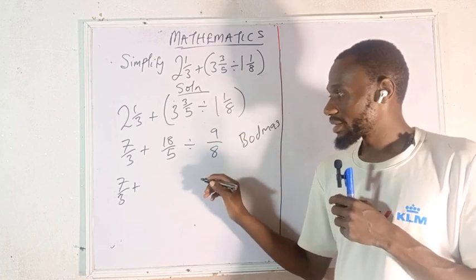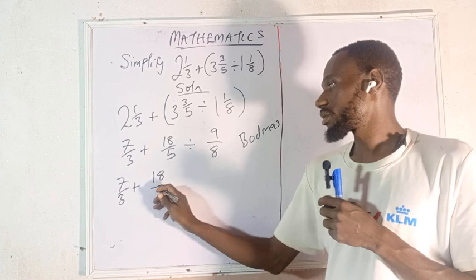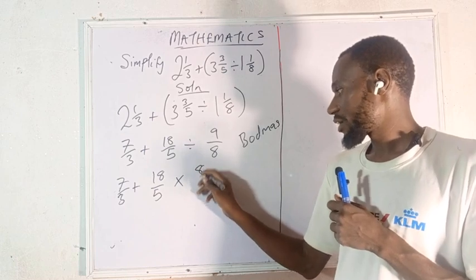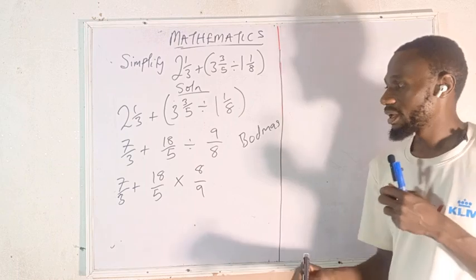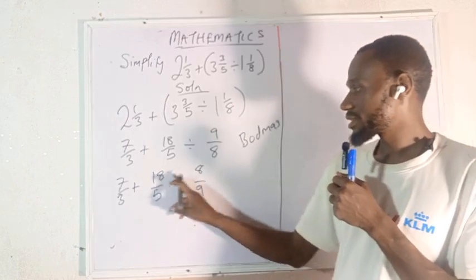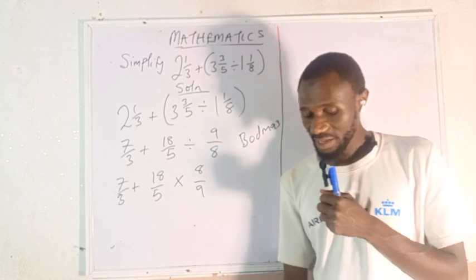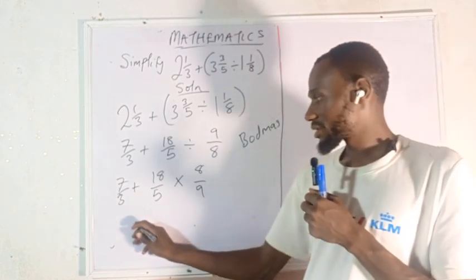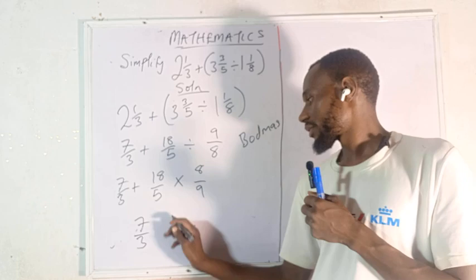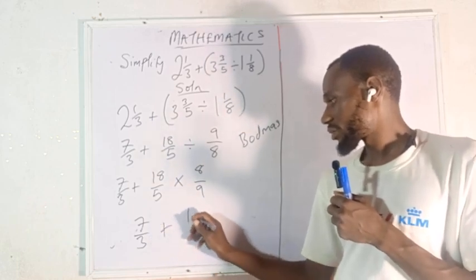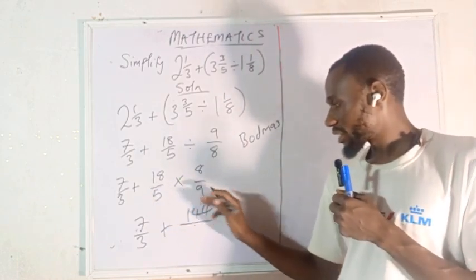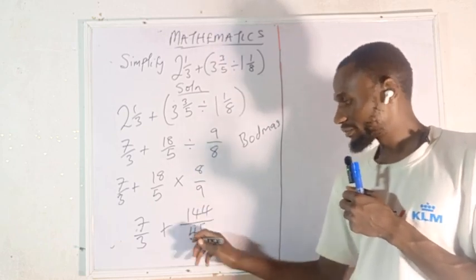18/5 divided by 9/8. In this case, if you have 18/5, we can change it into multiplication. That is, here we have 8/9. Okay, in this step we can continue by saying 18 times 8. If you press 18 times 8, you get 144. So 7/3 plus 144 divided by 5 times 9. This is equals to 45.